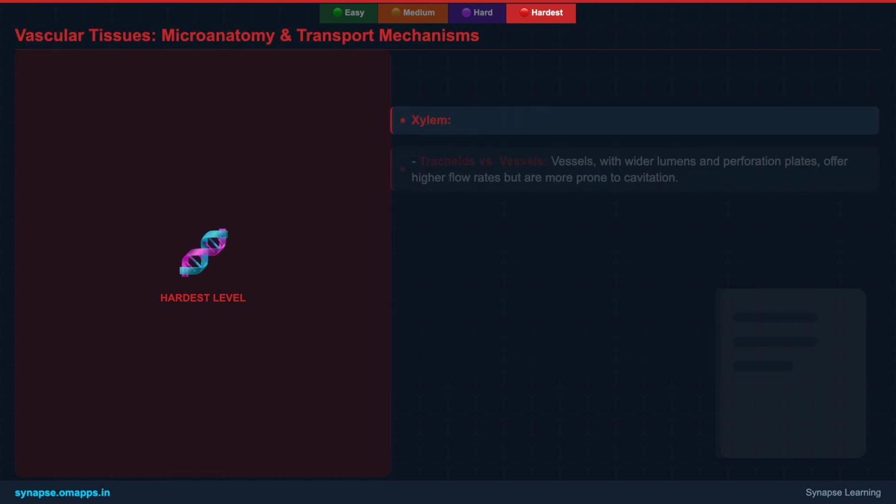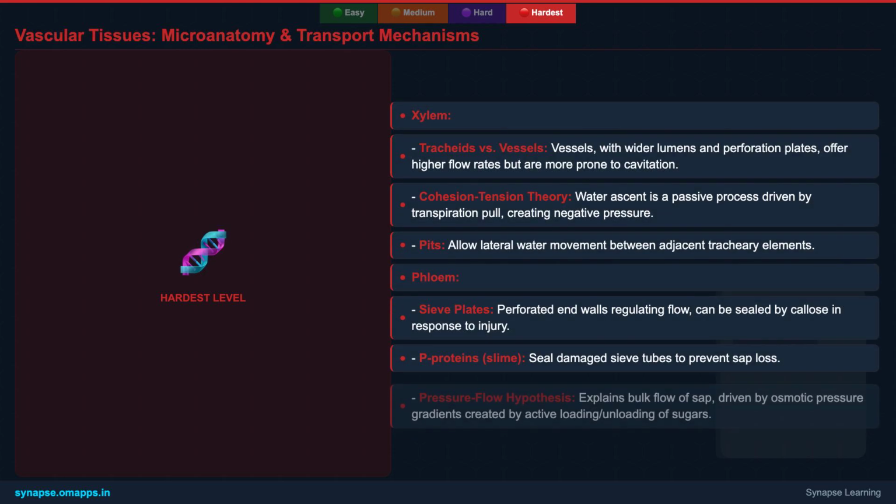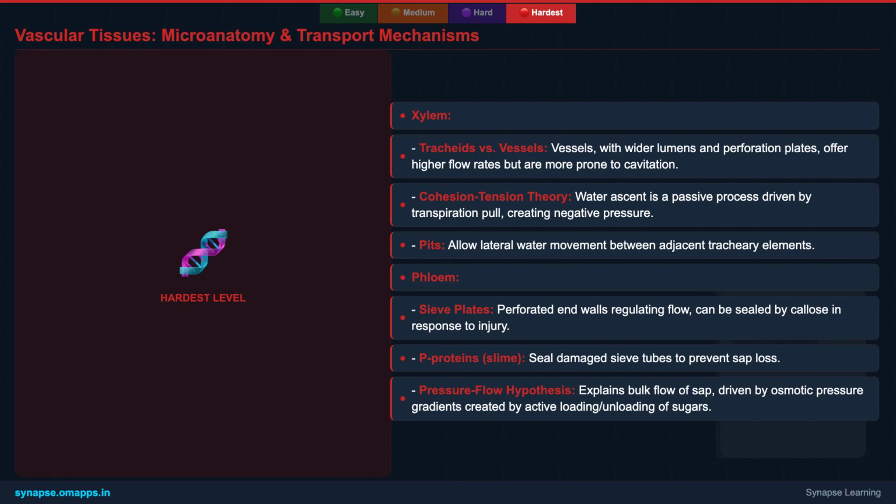Let's scrutinize the microanatomy and transport mechanisms of vascular tissues. In xylem, vessels, with their wider lumens and continuous pipes formed by perforation plates, offer superior water flow rates compared to tracheids. However, they are more susceptible to cavitation, the formation of air bubbles. The cohesion tension theory beautifully explains water ascent, driven by the negative pressure gradient created by transpiration pull.